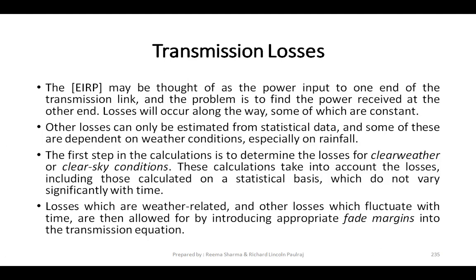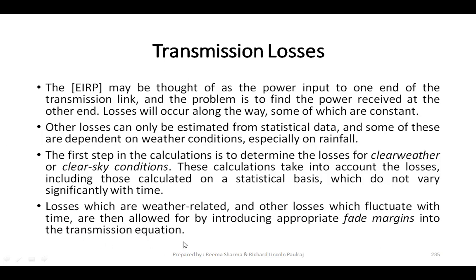The first step in calculations is to determine the losses of clear weather or clear sky conditions. So first you have to find out what your ideal conditions are. These calculations take into account the losses, including those calculated on a statistical basis, which do not vary significantly with time, right? Losses which are weather related and other losses which fluctuate with time are then allowed for by introducing appropriate fade margins into the transmission equation.